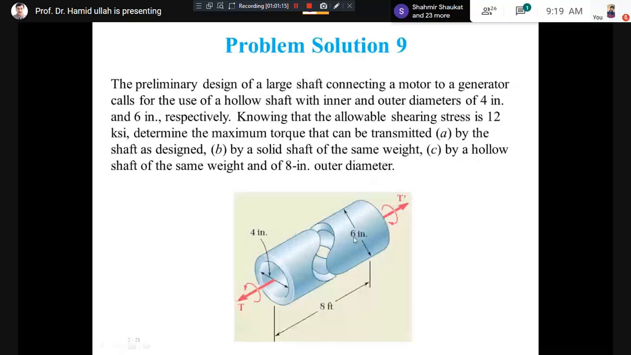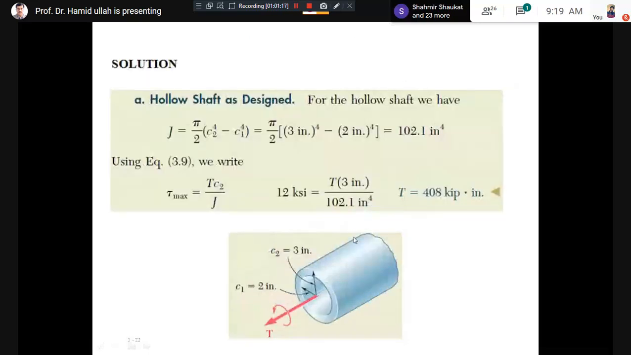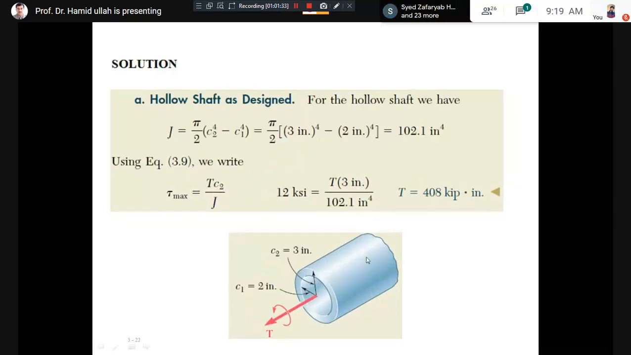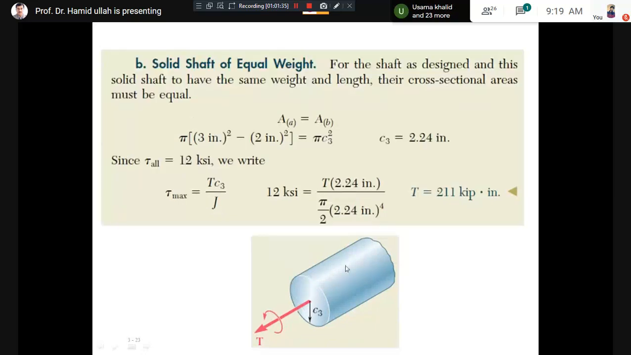Second, in the question they ask that if you replace this hollow shaft by a solid shaft, which is not hollow, and that solid shaft has the same weight as this hollow shaft, then what will be the torque T that will be transmitted by it?